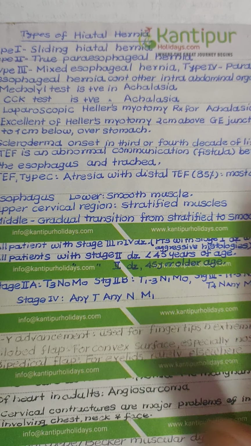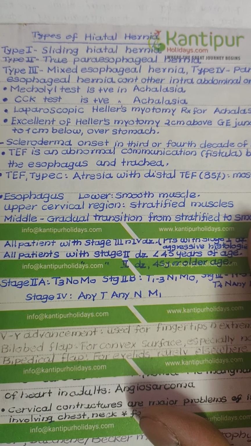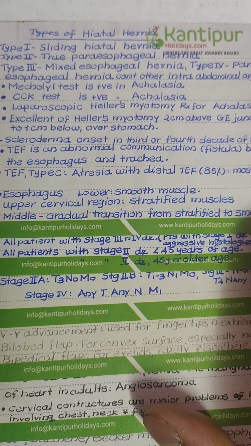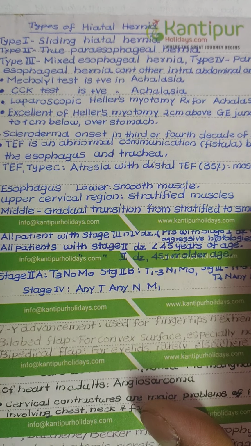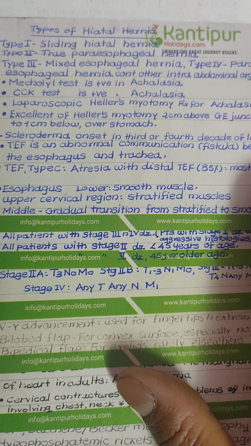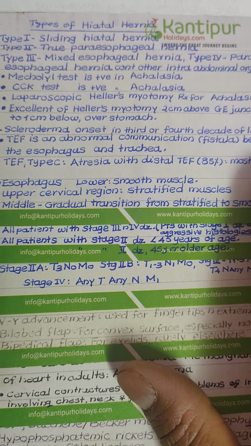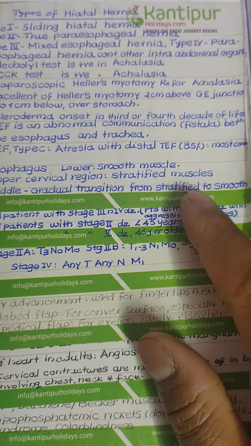Scleroderma onset in the 3rd or 4th decade of life. TEF is an abnormal communication, a fistula, between the esophagus and trachea. TEF type C, atresia with distal TEF, 85%, is most common. Esophagus: lower part smooth muscle, upper cervical region striated muscle, middle gradual transition from striated to smooth.